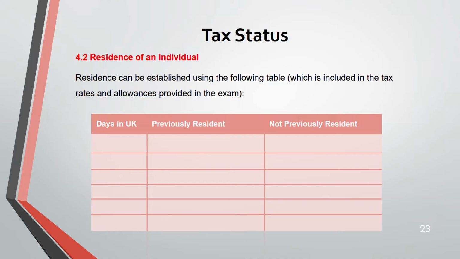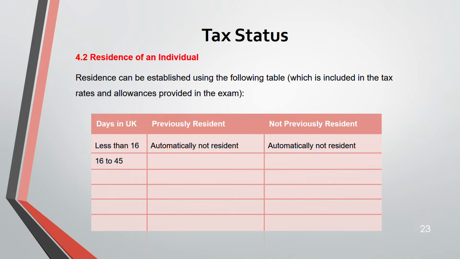So first we'll see the days in UK, and we'll see whether you are previously resident or not previously resident. This is very important. First check whether the individual given in your exam is previously resident or not. Based on that, we'll see days in UK. So let's say he has spent less than 16 days. A previously resident spending less than 16 days is automatically non-resident. And if he was not previously resident, also he's not resident.